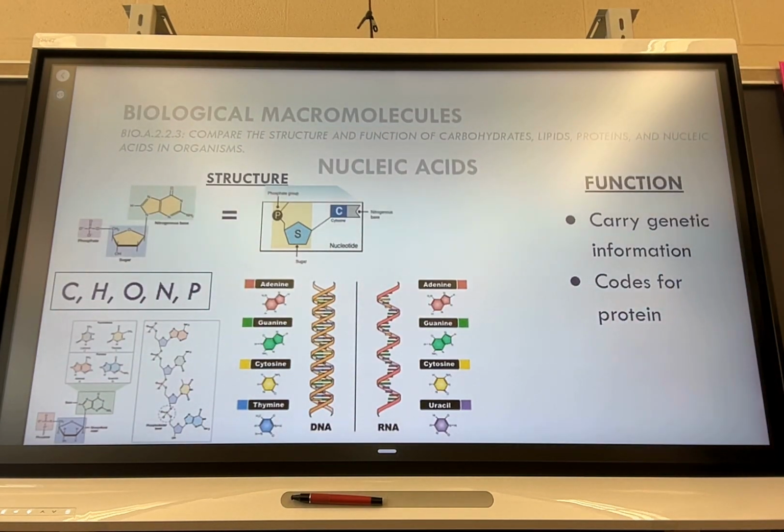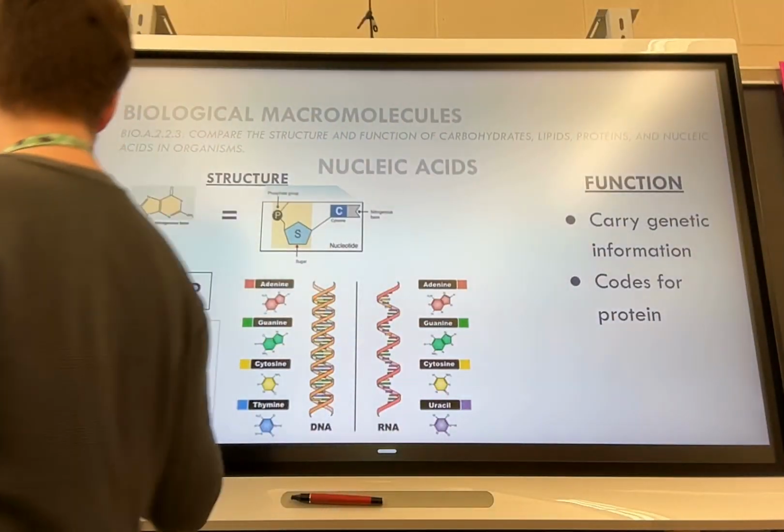Our last organic molecule is the nucleic acid. The job of the nucleic acid is to carry genetic information and store it for the cell. Genetic information is kind of our instruction guide for how to build different things within our bodies.